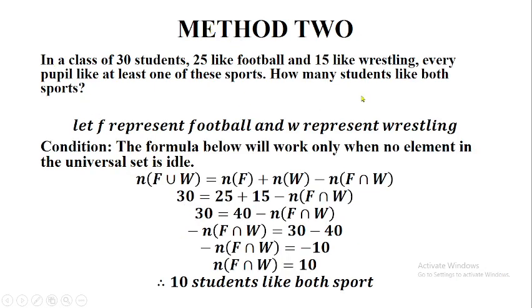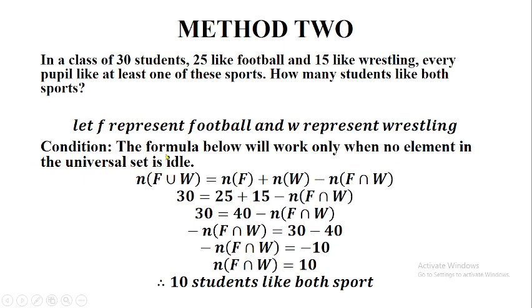We are still having the same question: in a class of 30 students, 25 like football, 15 like wrestling. Every pupil likes at least one of these sports. How many students like both? I write here, let F represent football and W represent wrestling. There is a condition for using this formula we have here.